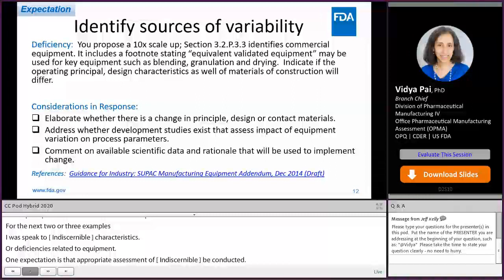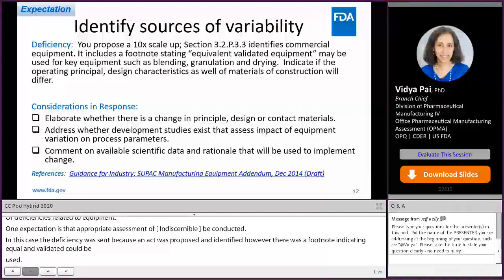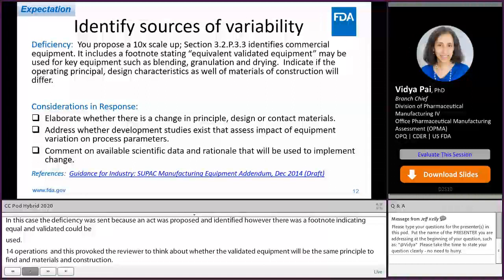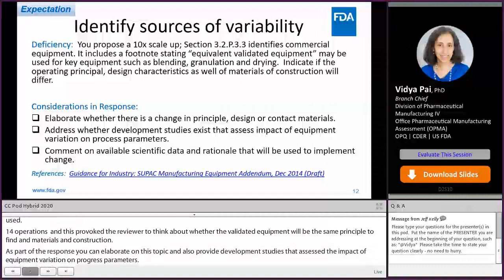And this provoked the reviewer to think about whether the equivalent validated equipment would be the same principle, design, and materials of construction. So as part of your response, you could elaborate on this topic. You could also provide development studies that assess the impact of equipment variation on process parameters. You could provide information on scale-dependent and scale-independent parameters and how the ranges may need to be adjusted based on scientific data and rationale as you move forward to implement any changes to equipment.